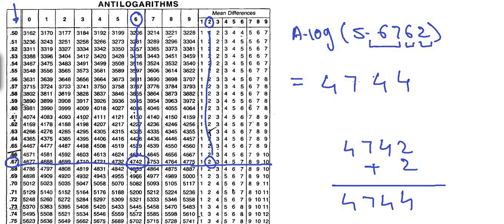4744. Where to place the decimal? After 4. And what about the power of 10? The characteristic, raised to the power 5. So finding antilog is even easier than finding the logarithm.